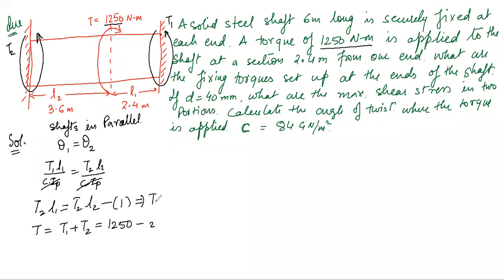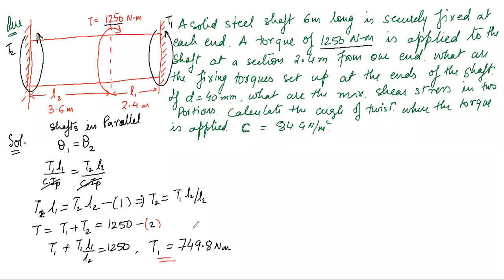From this we can define the value of T2 as T1 L1 by L2. If we put this value of T2 in the expression, T1 plus T1 L1 by L2 equals 1250. From this expression, we can obtain the value of T1, which comes to 749.8 newton meter. Once T1 is found, we put it in equation number 2 and get T2, which is 500.2 newton meter.